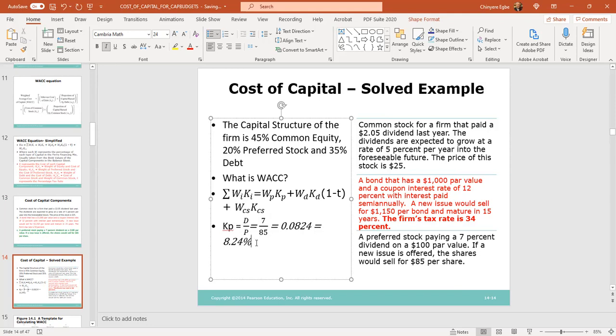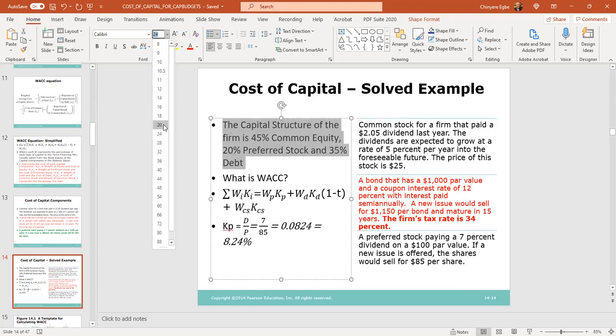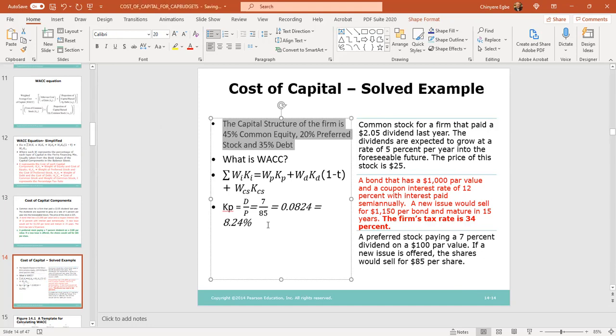All right, so the cost of preferred stock is 8.24%. We already know how to do that, so we're going to apply the formula. We're not doing anything heroic here. What we are really doing is looking at a problem and trying to solve that problem from scratch, right from the beginning.